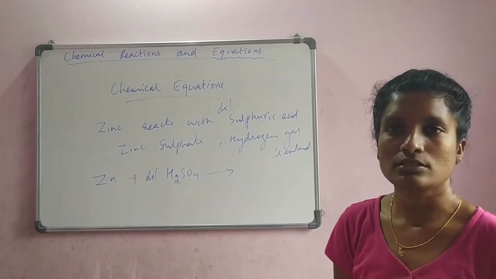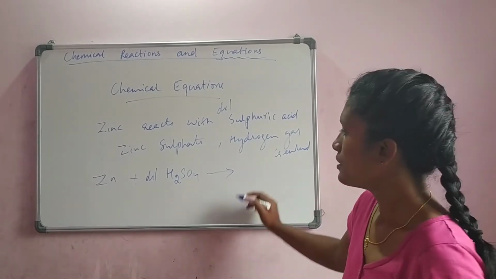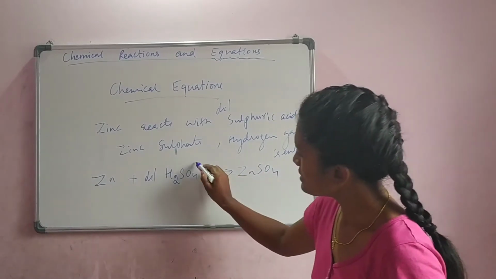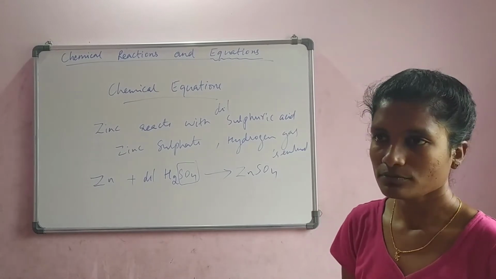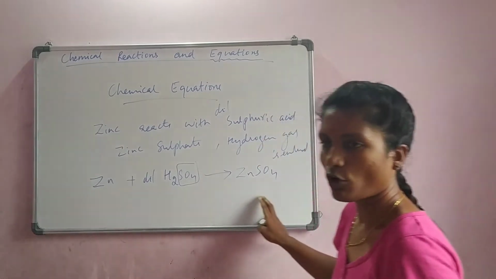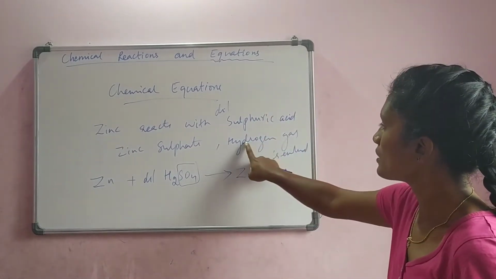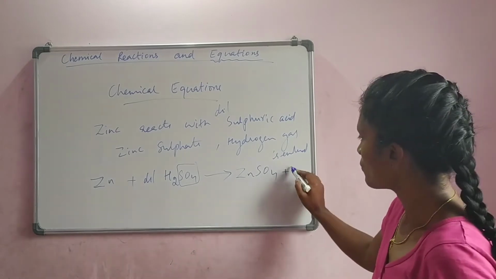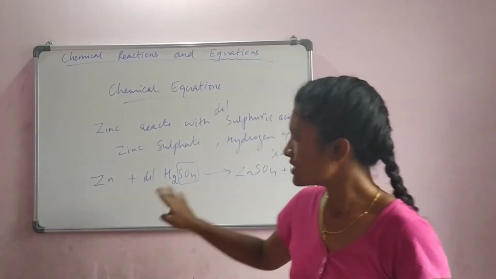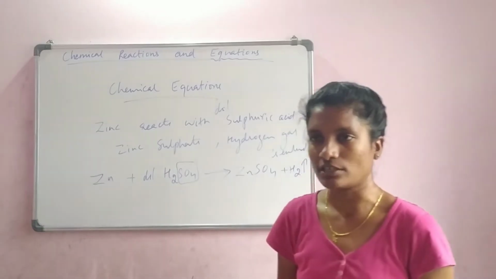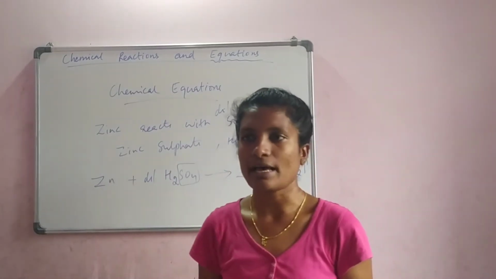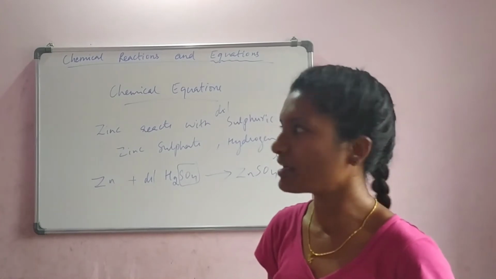Now what happens? The product forms. There is a new substance. The new substance formed is ZnSO4, that is zinc sulfate. This SO4 is called the sulfate ion. Okay? That sulfate ion combines with zinc and forms zinc sulfate. And as I have told, hydrogen gas evolved. So H2, since it is evolved, we show the arrow mark upward. So this is a typical chemical equation. Okay? Hope it is clear to everyone. Similarly, we can take any example and make our own chemical equation.